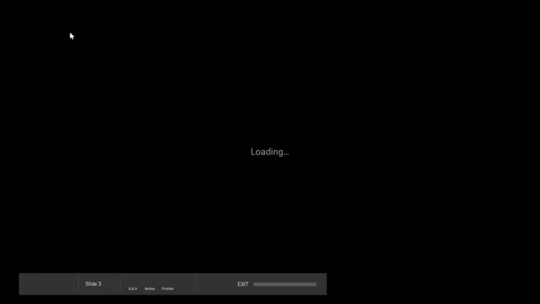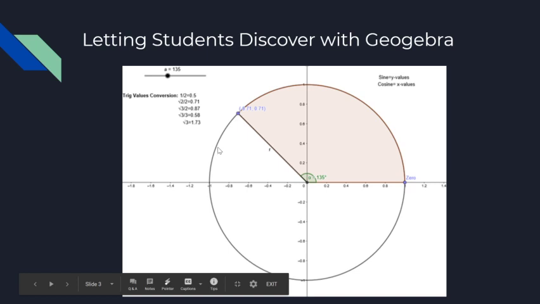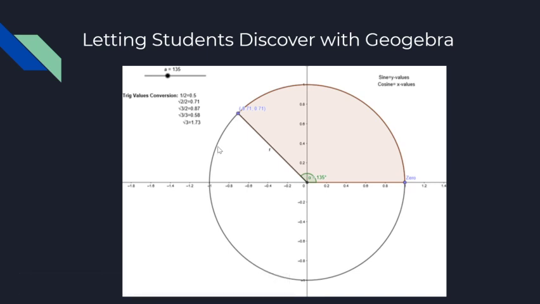And you might not want to give them more than 10 minutes to mess with it, but you can choose to guide them in however much capacity you'd like. I've given the conversion charts over to the left, and I've given the information of sine, cosine values. That sine is the y value and cosine is the x value, and you can choose to poke and prod a little bit more with some formative assessments that I'll mention later.